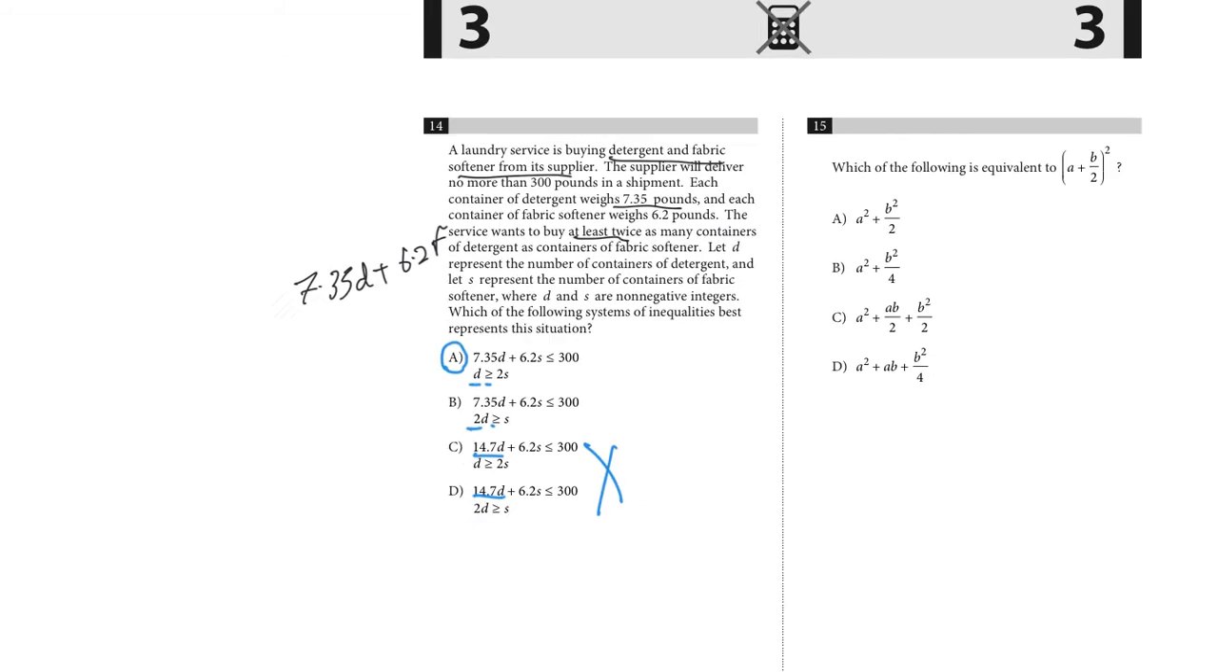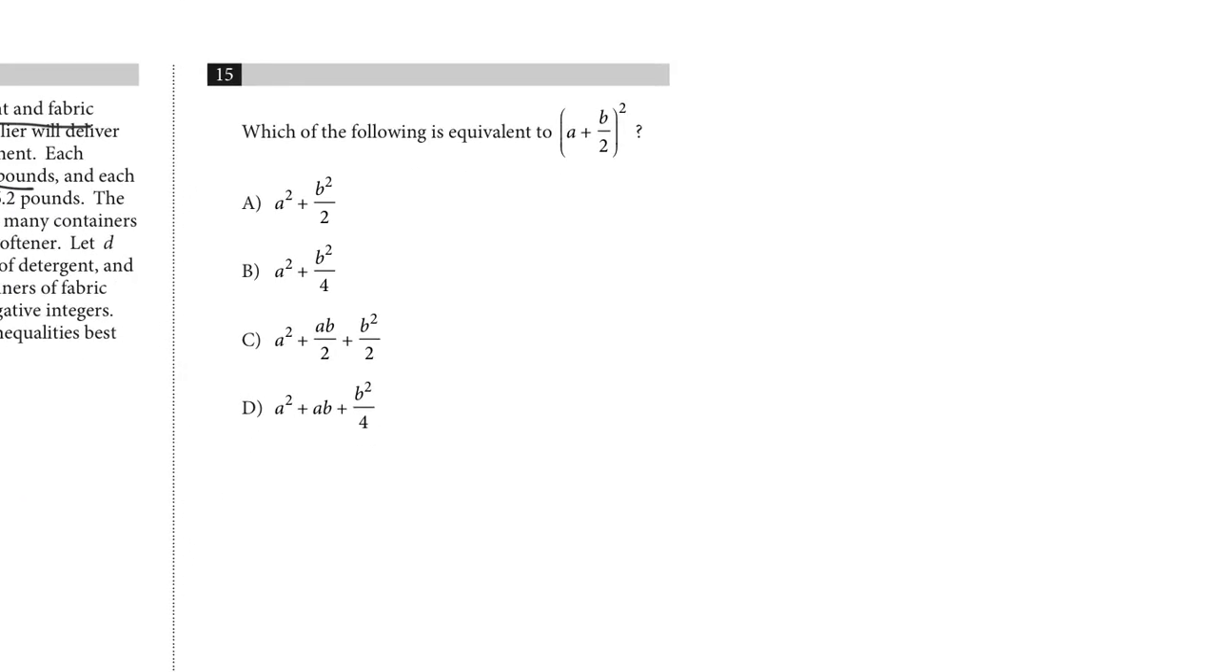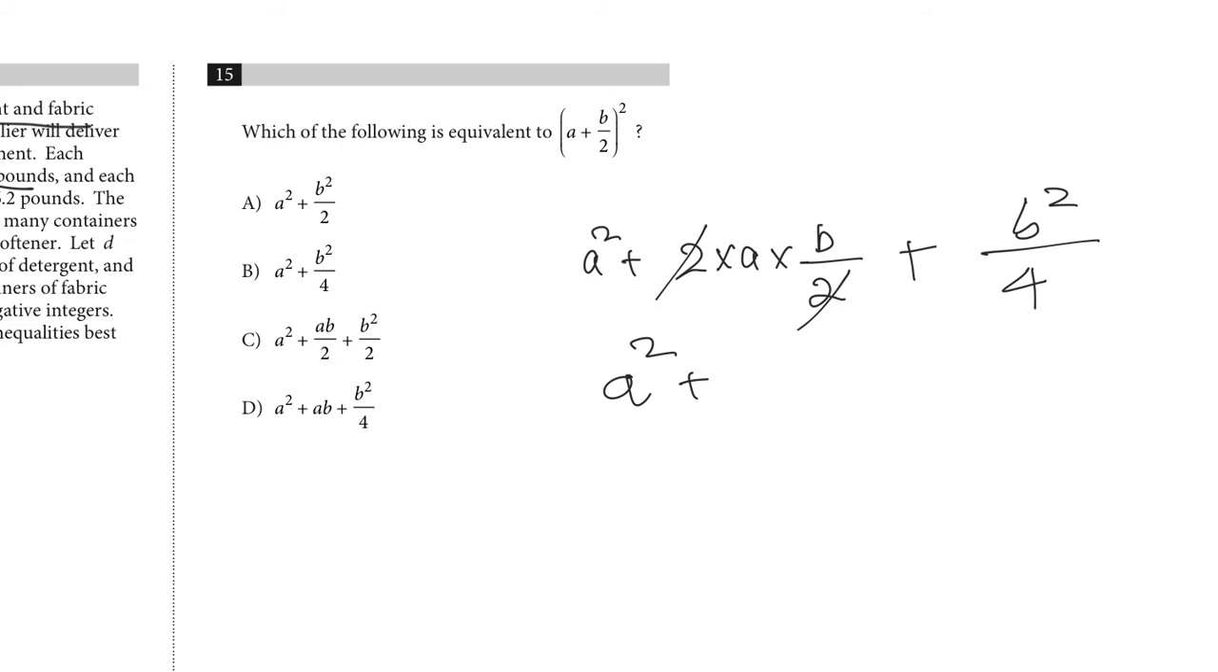Alright, let's go to the 15th one. Which of the following is equivalent to (A plus B by 2) the whole square? So A squared plus 2A into B by 2 plus B squared, that's B squared by 4. Alright, so cancel this. We'll get A squared plus AB plus B squared by 4.